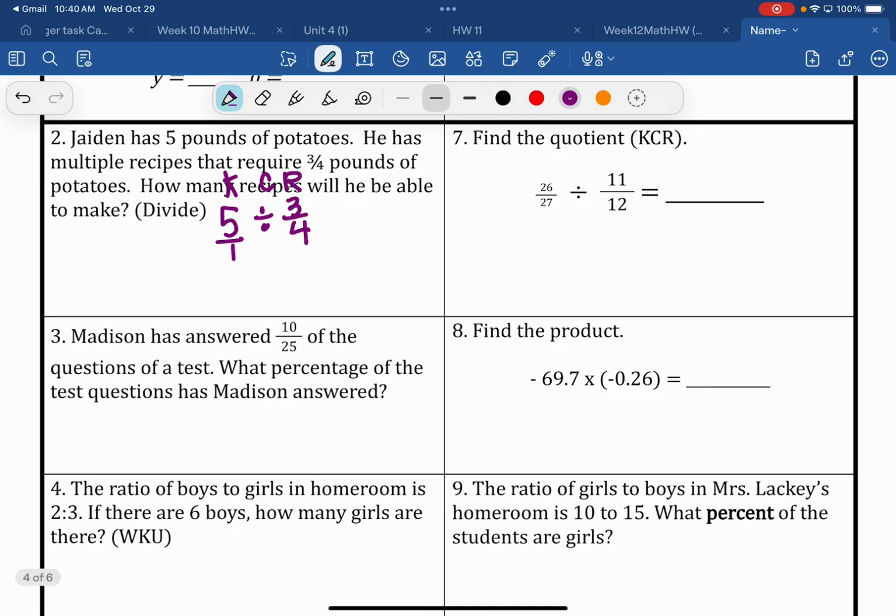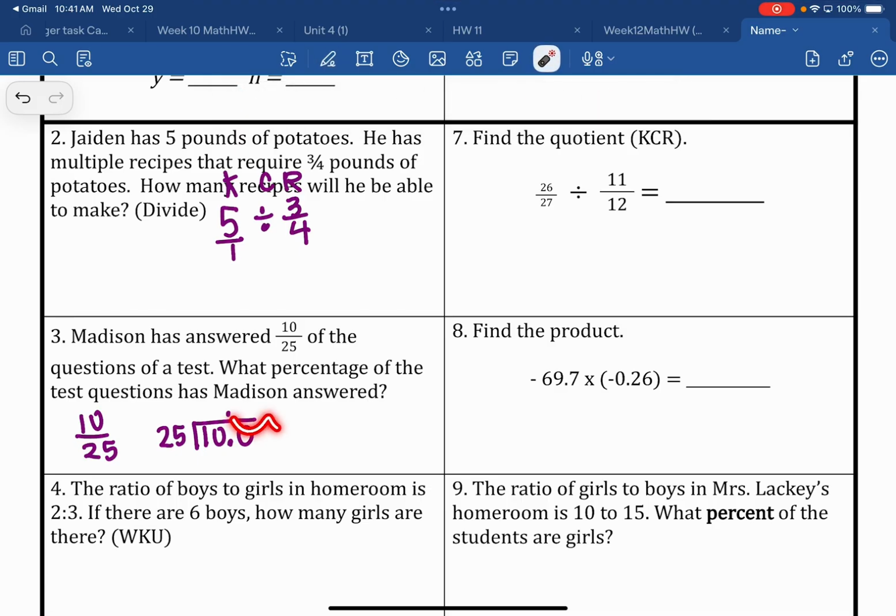Madison answered 10 out of 25 of the questions on her test. What percent of the questions did Madison answer? So if she has 10 of 25, to find the percent, I would have to do top in, bottom out, add a decimal, bring it up, add a 0. Go ahead and solve for that, and then you're going to move the decimal twice to the right and add a percent sign to get it as a percentage, okay?